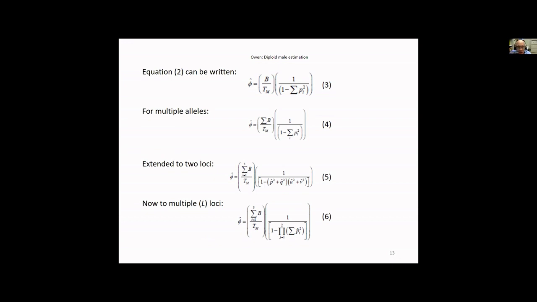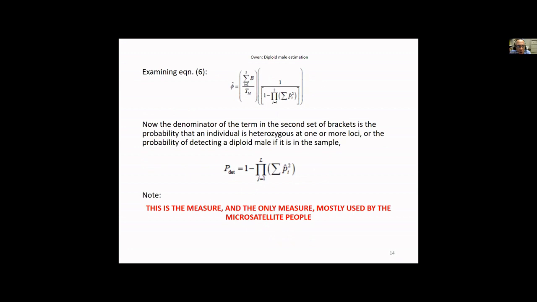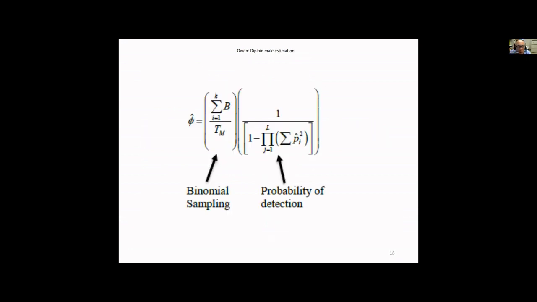And as you can see, the basic form of the equation is the same, but it's very, very obvious what's going on. And if we look at equation 6, I'll just pop on to the next one quickly and then back to it. We've got in one set of brackets, the binomial sampling.